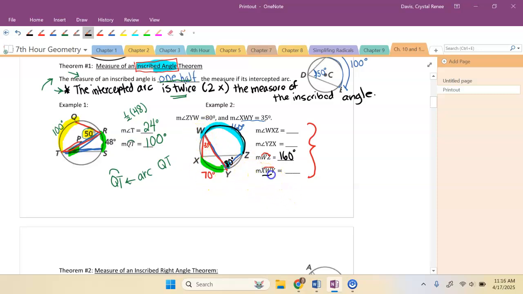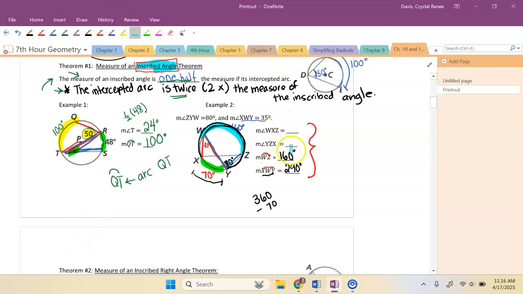So that should help you. On this one, there are 3 letters, so go in the order of that. Arc XWY would be arc X to W to Y, which is right here, which would be all the way around except this here. I just did another one for you. So that would be 360 minus 70, which is 290. I found the 2 arcs. Now pause it and find the 2 angles.